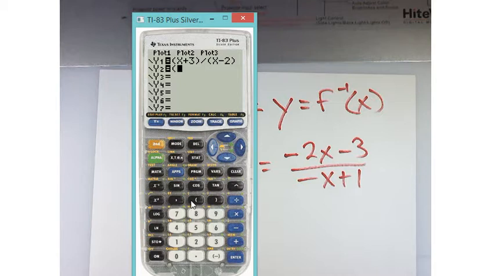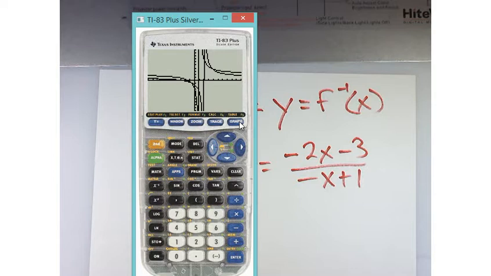So let's do that. I'm going to say negative 2x minus 3 divided by negative x plus 1. Close the parentheses, hit graph. Now it's really hard to tell, but that is symmetrical about the axis. And by the way, I looked it up in the back of the book. This one's really kind of hard to tell.